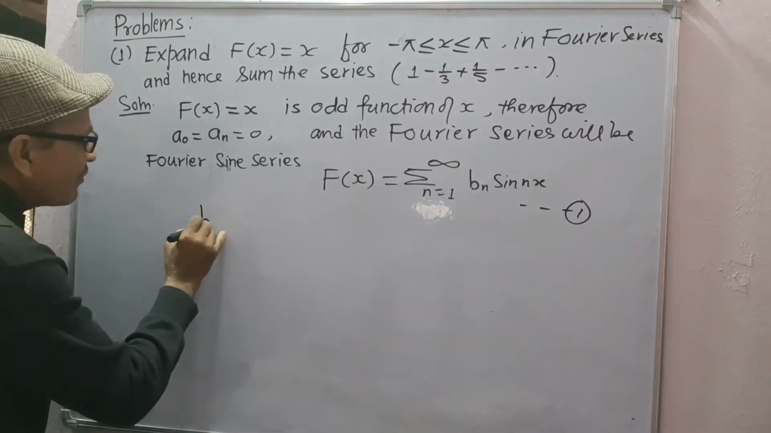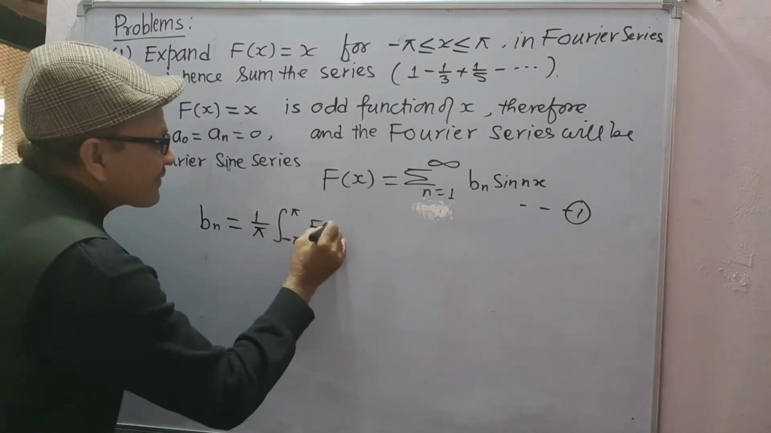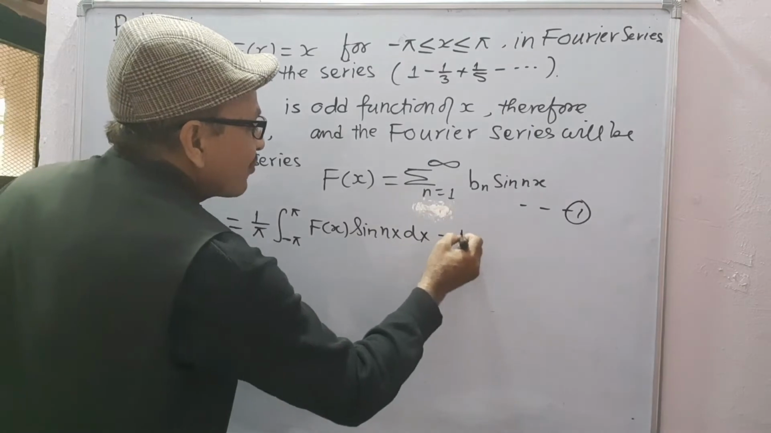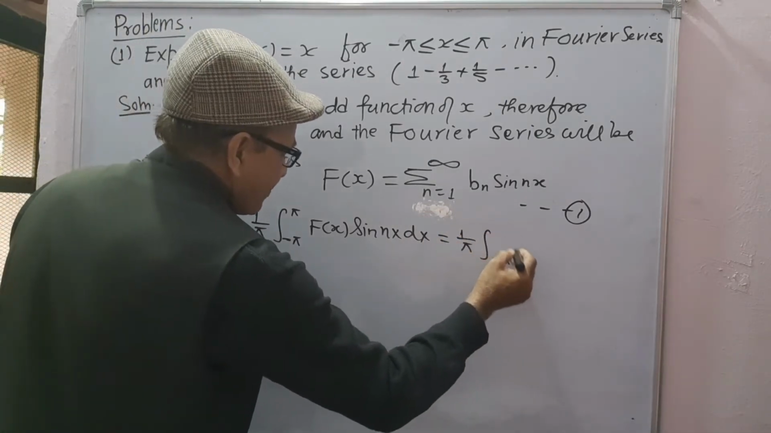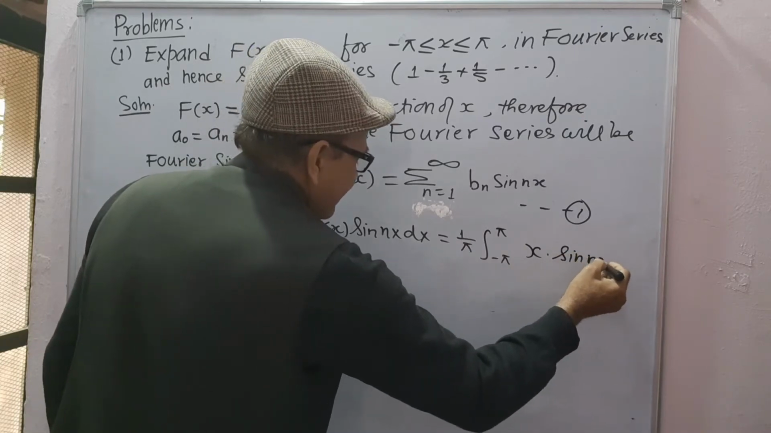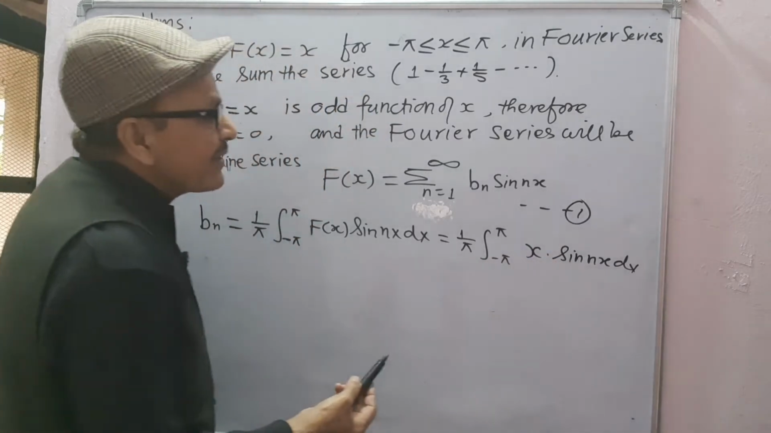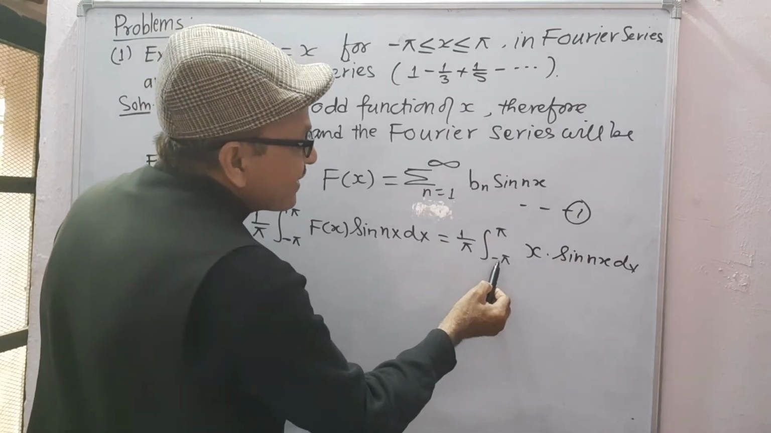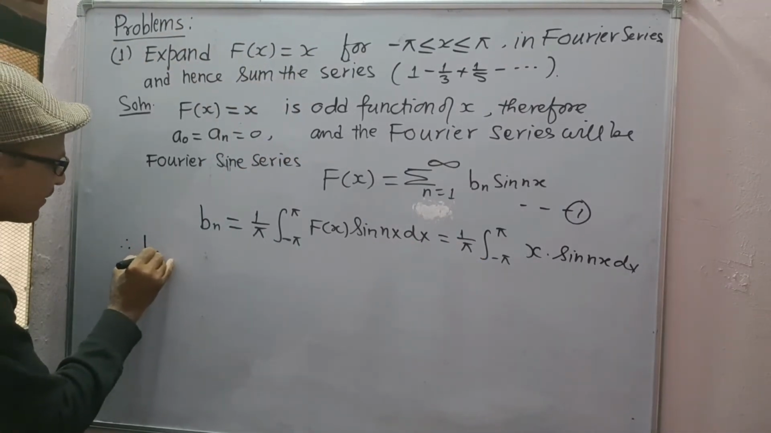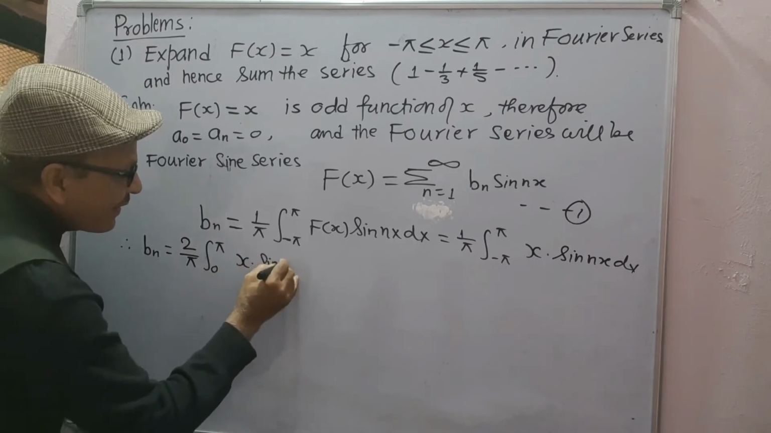Now b_n is equal to 1 upon pi integral minus pi to pi f(x) sin nx dx. Here f(x) is x, therefore we get 1 upon pi integral minus pi to pi x sin nx dx. Here x is an odd function, sin nx is also an odd function, therefore odd into odd will be an even function. That is, due to symmetry, you can replace this limit with 0 to pi by multiplying by 2. So therefore b_n will be equal to 2 upon pi integral 0 to pi x sin nx dx.